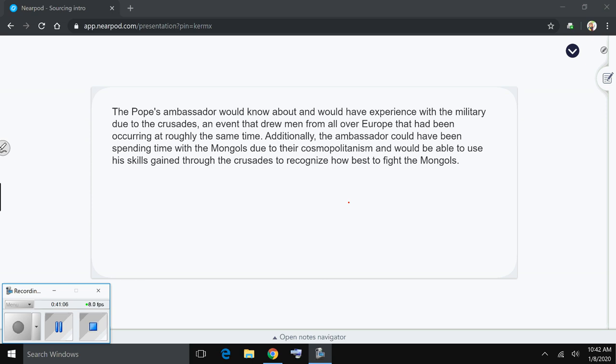The Pope's ambassador would know about and would have experience with the military due to the Crusades, an event that drew men from all over Europe that had been occurring at roughly the same time. Additionally, ambassadors would have been spending time with the Mongols due to their cosmopolitanism and would be able to use the skill gained through the Crusades to recognize how to best fight the Mongols. I would use a prepositional phrase at the end of that and say, should they attack Papal Lands, or should they attack where the ambassador was privy to, or something like that.